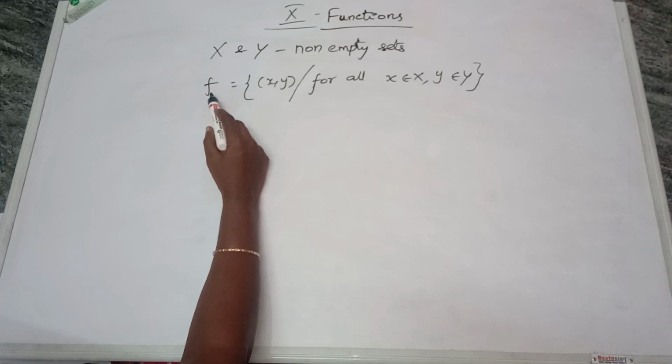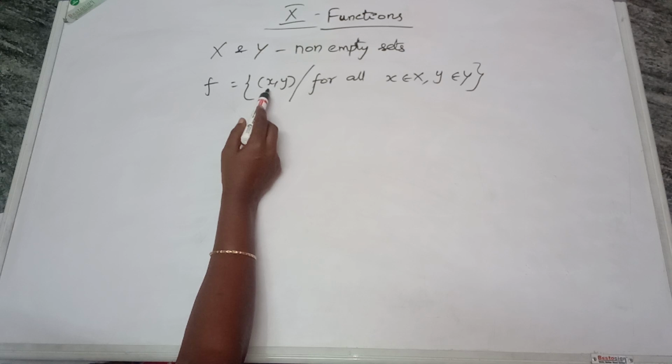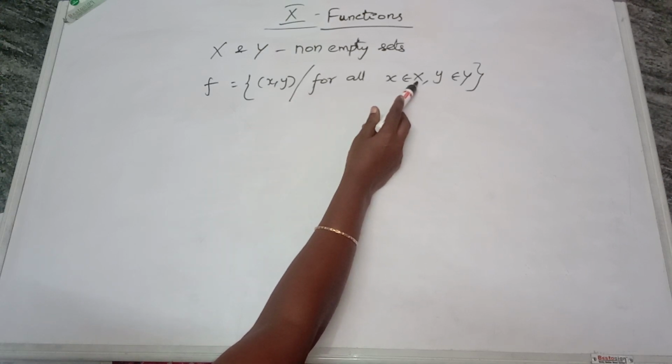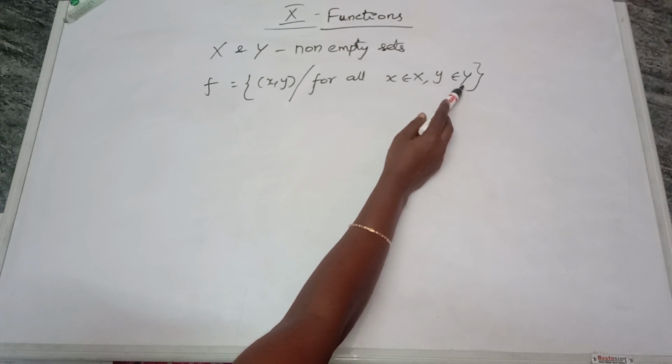So the definition of a function is: function f equals the set of ordered pairs (x, y), for all x belonging to X, where X is the domain, and y belonging to Y, where Y is the codomain.